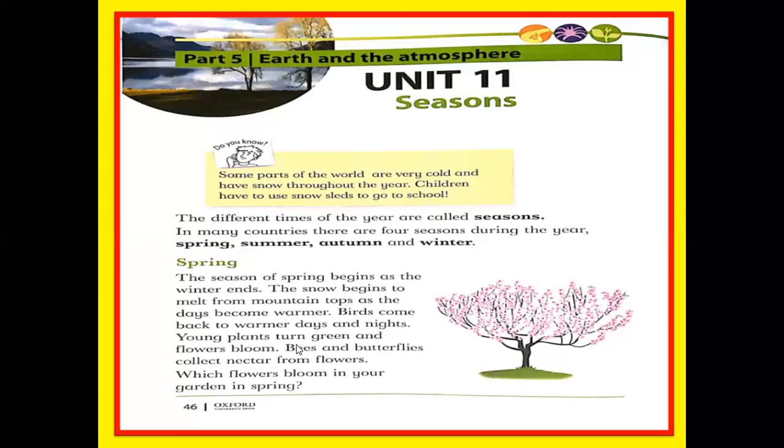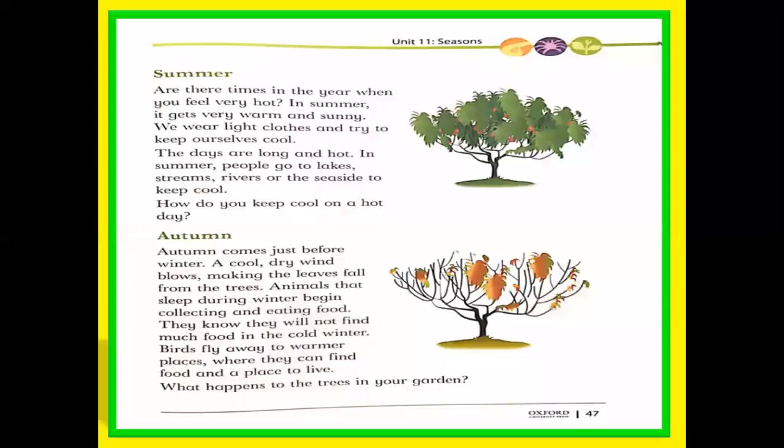Young plants turn green and flowers bloom. Bees and butterflies collect nectar from flowers. Which flowers bloom in your garden in spring? Okay, now we are going to start the second page, page number 47.